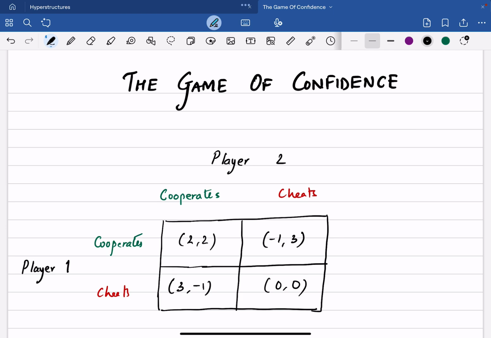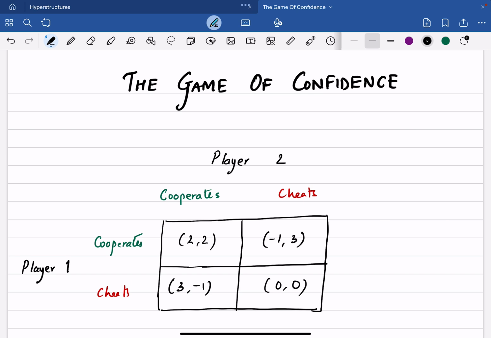And today we're going to talk about the game of confidence. Now, a lot of you must already be familiar with this game because, in common parlance, it's called the prisoner's dilemma, and it's a very famous game that shows up everywhere in economics, in philosophy, political science, etc. But for our kids, we're going to call it the game of confidence.